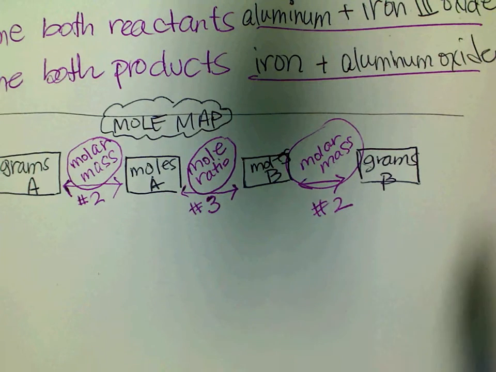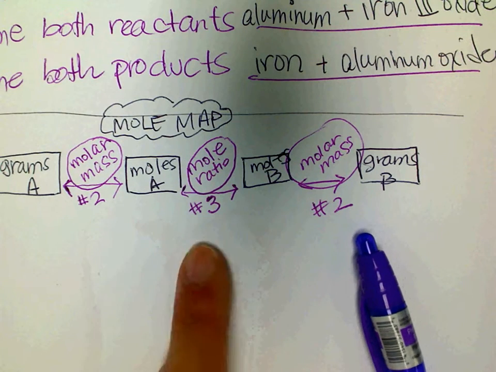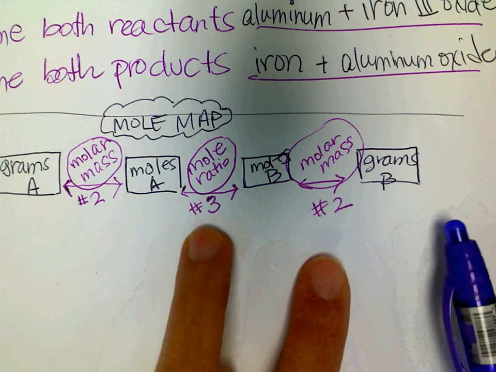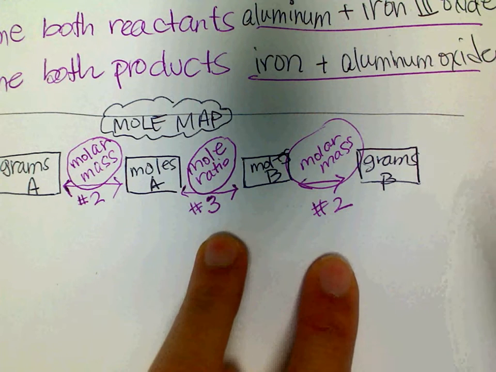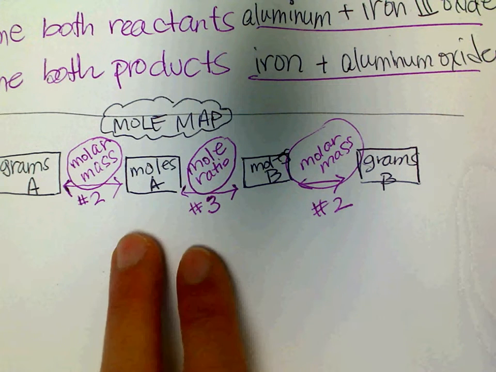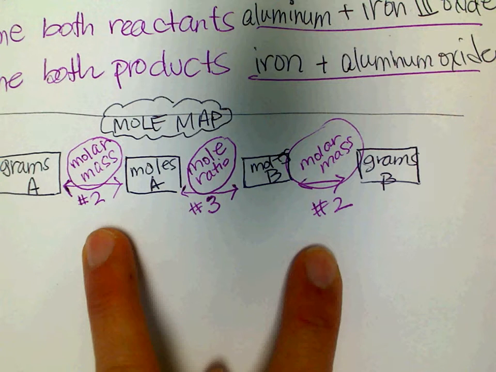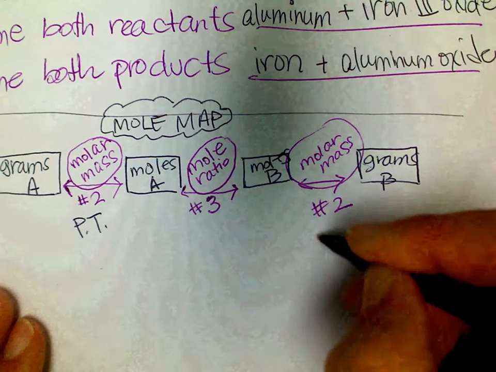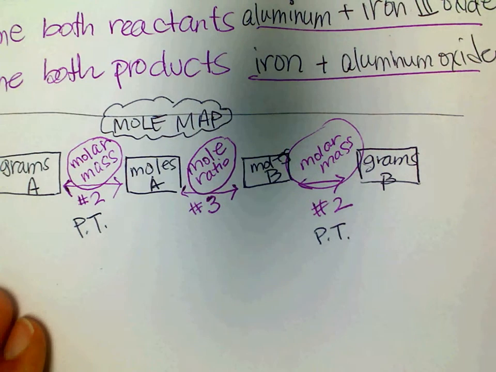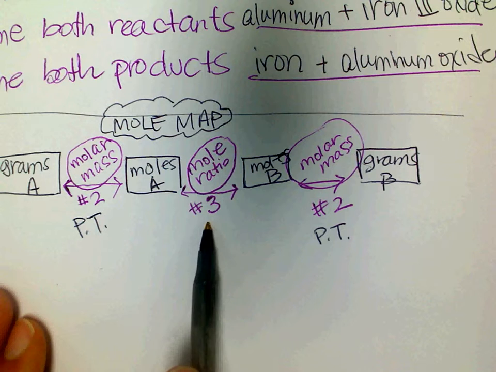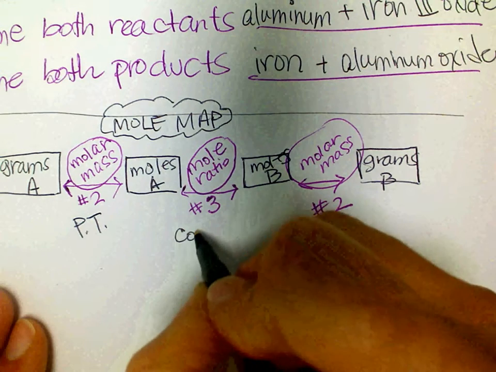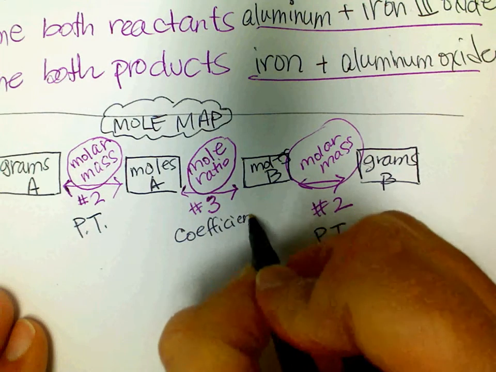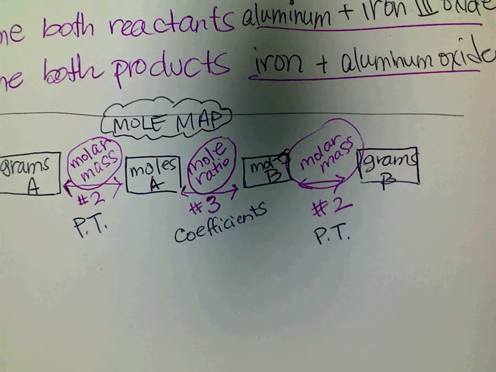How many types of conversion factors are you going to have to be able to manipulate? Just 2. Number 2 and number 3. Which one is the one? Yes, there are 2 forms of this. Which one is the one where we use our periodic table? Yeah, periodic table for any time we're dealing with molar mass, right? What are we going to be using for the mole to mole ratio? Not the periodic table. Coefficients from the balanced equation, right? All right.